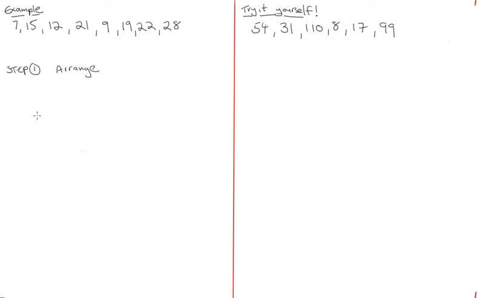And what's the lowest number there? It's 7. What's the next number up? It's 9. What's the next number up? It's 12. And the next number up is 15, and the next is 21, and the next is 22, and the next is 28. And let's see, how many numbers do we have? 1, 2, 3, 4, 5, 6, 7. 1, 2, 3, 4, 5, 6, 7, 8.